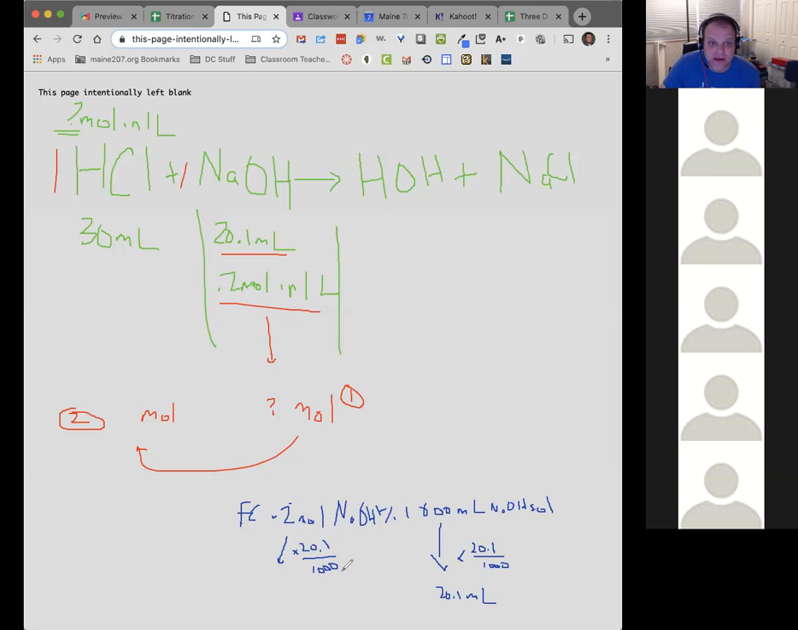Which is the same thing, by the way, as saying 2 over 100. Well, I know 2/10 is 1/5, so this is 1/50th of 0.2, or 2/100ths of 0.2. So 0.2 times 2 is 0.4, and then 100th of that would be 0.004. It's not quite that, but it's about 0.004 moles of NaOH.